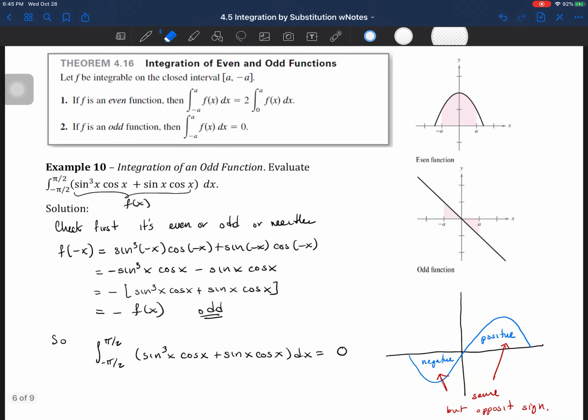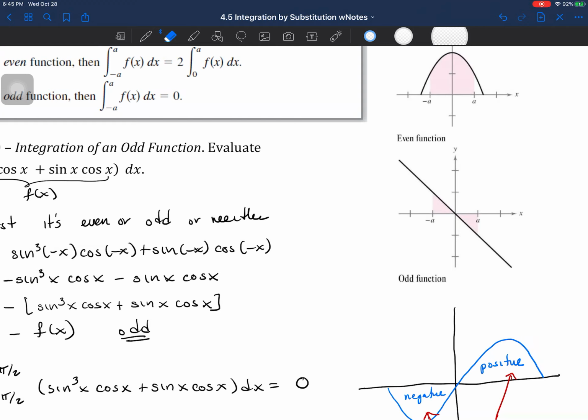The next one is the odd function. If f is odd, then the integral from -a to a of f of x dx is equal to 0. And here's an example of it. If you're going from -a to a, that means you're symmetric to the origin, and so this space is equivalent to that space. Well, this one's positive and this one is negative, so when you combine them together, that will give you a net zero.